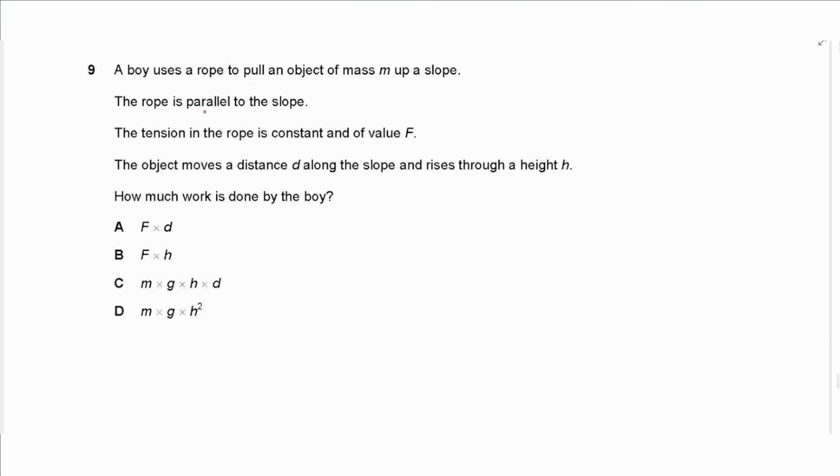Question 9 says a boy uses a rope to pull an object of mass m up a slope. The rope is parallel to the slope, the tension in the rope is constant and of value F. The object moves a distance d along the slope and rises through a height h. How much work is done by the boy? So the boy is doing the force which is inclined and moving the distance d, which is also inclined. So we need the parallel forces. So it's F times d. So the answer is A.